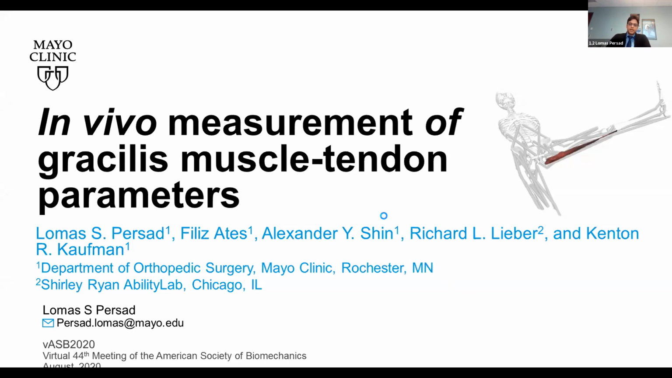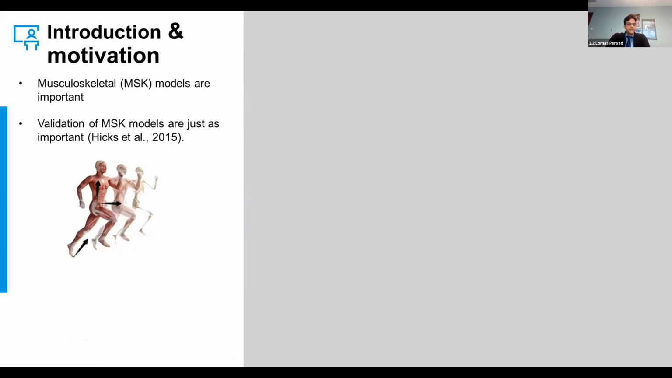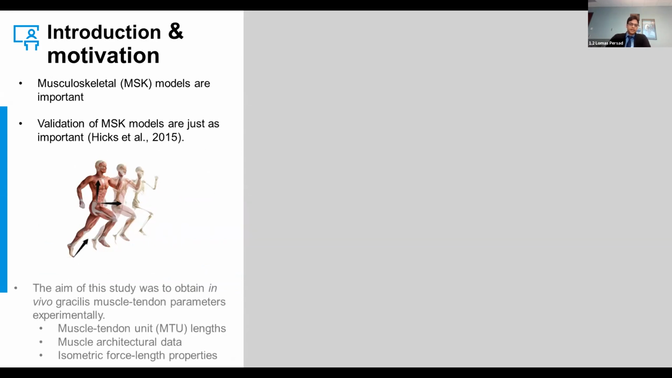Musculoskeletal models are being used across various research fields to answer questions involving human locomotion. And in particular, they are being applied in scenarios where performing practical experiments is not feasible. To drive acceptance and broaden the impact of these models, there must be validation. The aim of the study was to measure in vivo gracilis muscle tendon parameters. This included muscle tendon unit lengths, muscle architectural data, and isometric force length data.